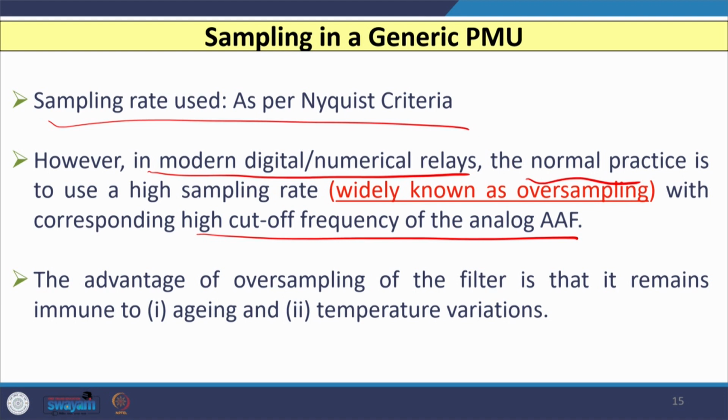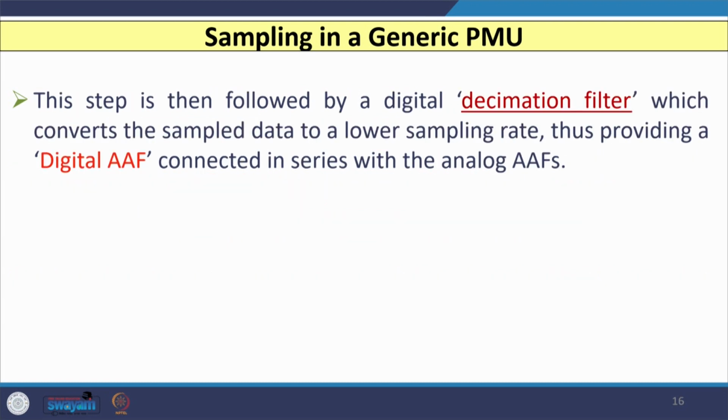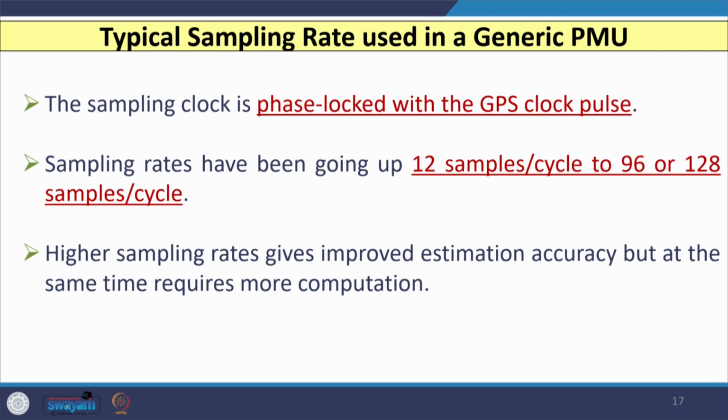There are certain advantages of oversampling of the filter, and the main advantage is that it remains immune with reference to aging and temperature variations, so there is no effect of these. However, whenever we acquire the signals with a very high sampling rate, that is, whenever we use oversampling, it is always followed by digital filters known as digital decimation filters, which convert the sampled data to a lower sampling rate, so that these digital anti-aliasing filters can be easily concatenated with the analog anti-aliasing filters. Now, let us see what are the typical sampling rates given by most of the PMU manufacturers.